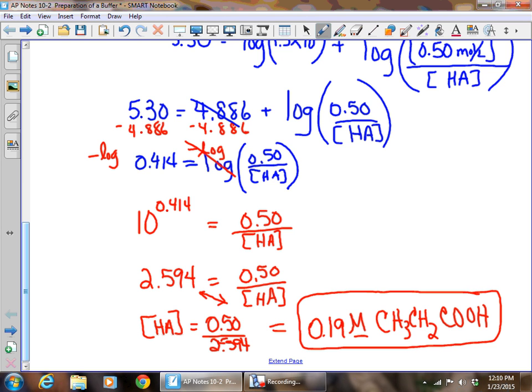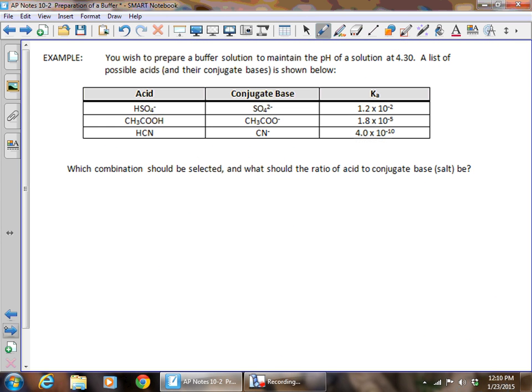Another type of problem you might see might be one like this. It says you wish to prepare a buffer to maintain the pH of a solution at 4.30. There's a list of possible acids here in this table and their conjugate base or their salt ion. And it gives the Ka values. And again, we want this to be buffered to a solution of 4.30.